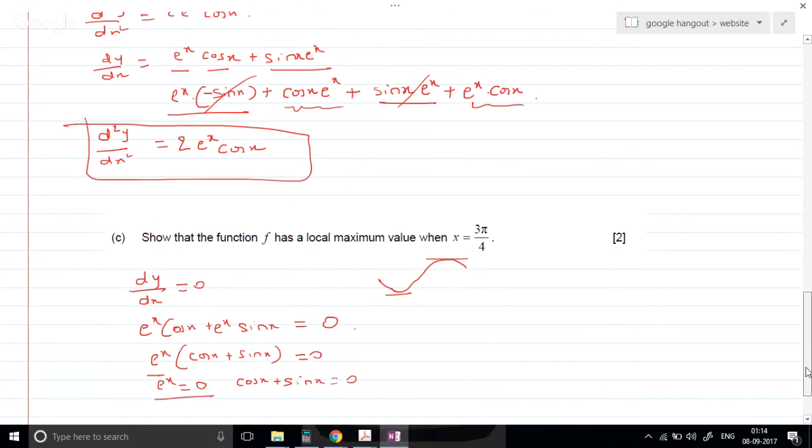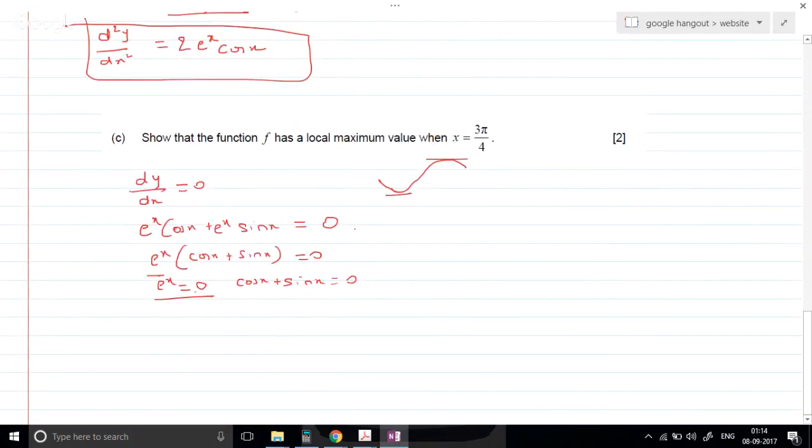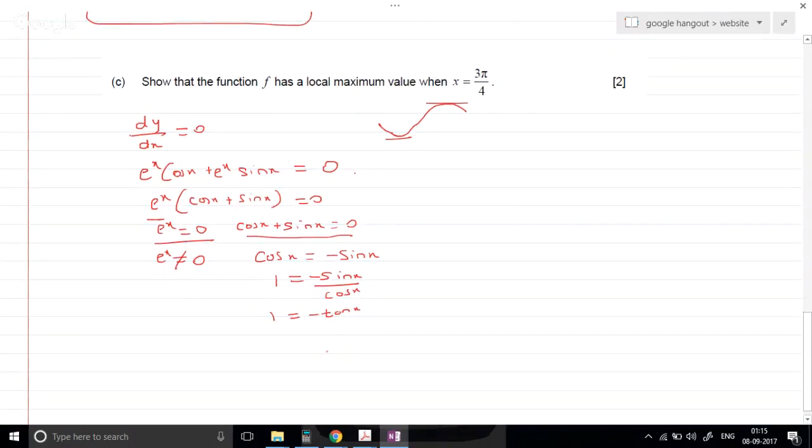Now e power x can never be 0. x can be any value, but no real value of x can make this entire term become 0. So e power x cannot be equal to 0. Now only this term has to be equal to 0. So cos x equals minus sin x, or you take cos x on this side, so 1 is equal to minus sin x divided by cos x, which is minus tan x.